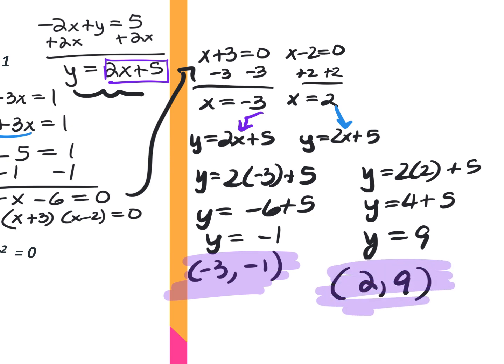When we do the next one, it will have an imaginary solution. WebAssign only wants real solutions. So if you get anything that is imaginary, you're going to say it's no solution. However, on an SAT, they may ask for all solutions, and then you would have to include the imaginary. So let's go ahead and try number 7.